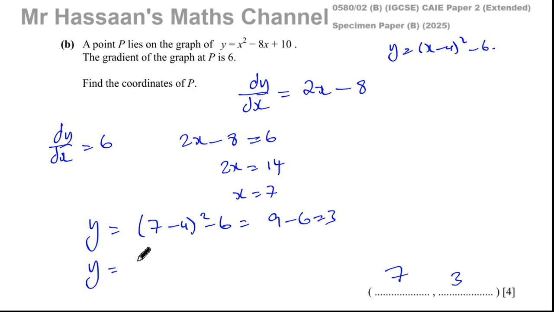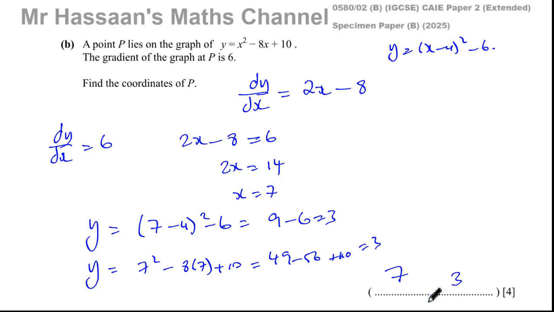Or if you want to be sure, in case we made a mistake with the first question, we could just put it into here. So we could say 7 squared minus 8 times 7 plus 10. And that gives us 49 minus 56 plus 10. So it's like 49 plus 10 is 59. 59 minus 56 is 3. So in either case, you get the answer 3 for your y coordinate.